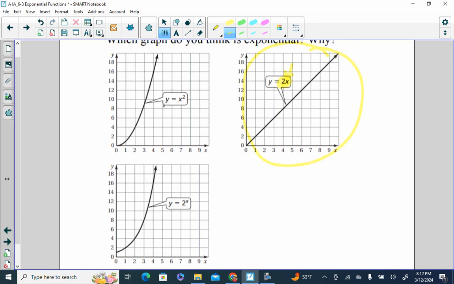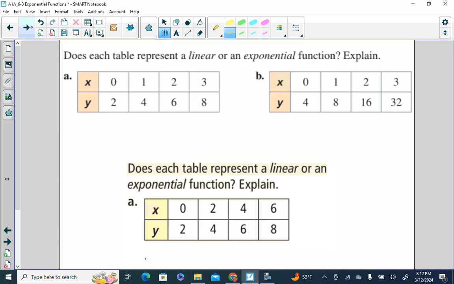All right, notice this function here is not linear, it's curved. And we have this function here, which is curved. Okay. Here's your exponential function. Does each table represent a linear or an exponential function, and explain why?